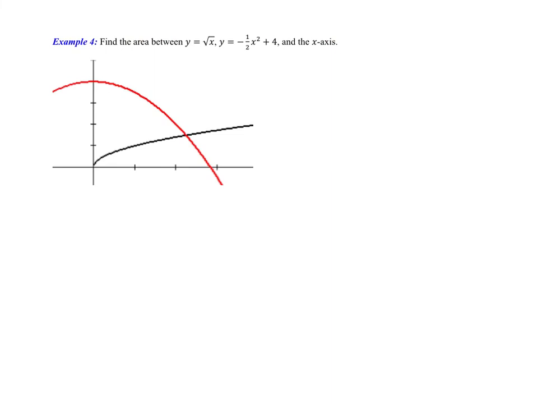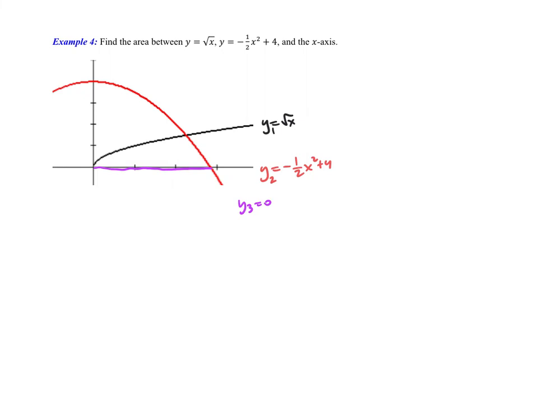All right, here we go, example 4. A little bit different here, but let's do it. Find the area between y equals the square root of x. Okay, I'm going to call this y1. Here's square root of x. And y equals negative 1/2 x squared plus 4. It's going to be a red curve. And the x-axis, so we got to throw in the x-axis here. So I'm going to call this y2, and I'm going to call this y3. Well, y3 just equals 0.